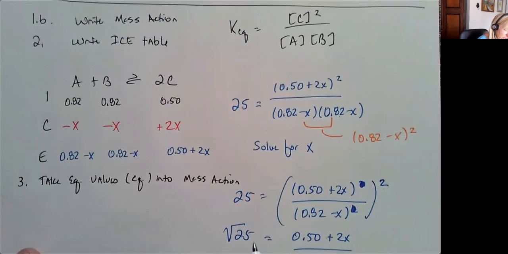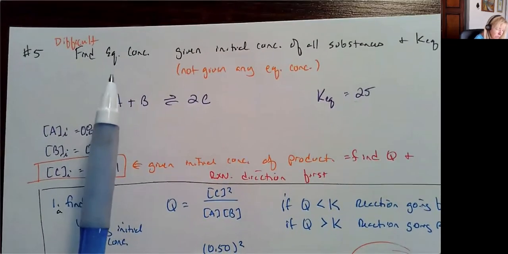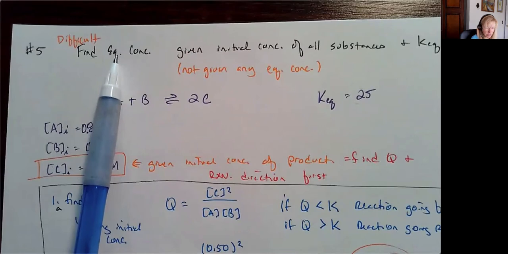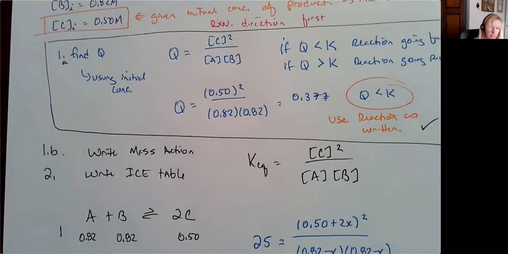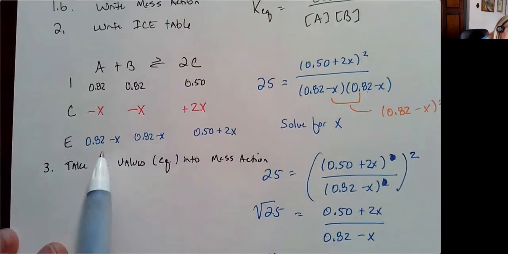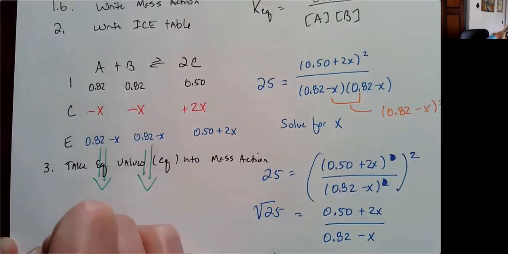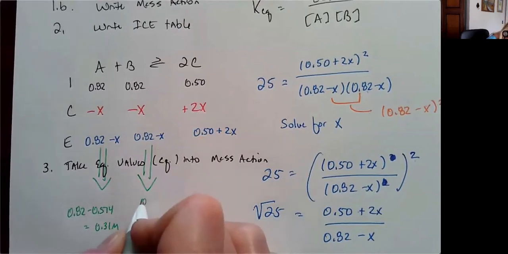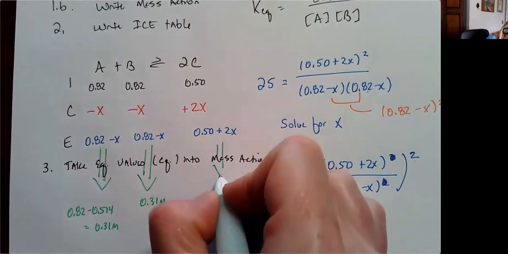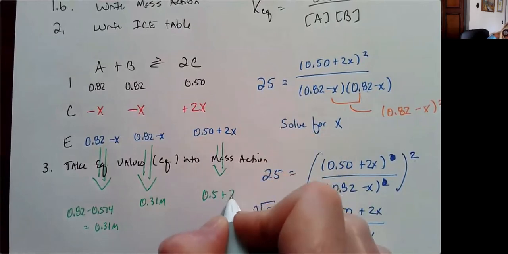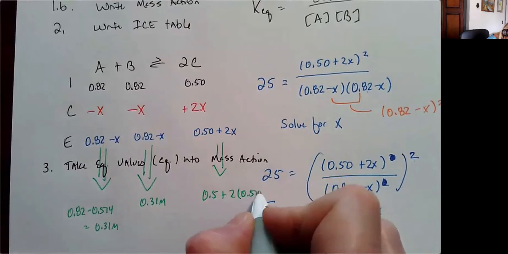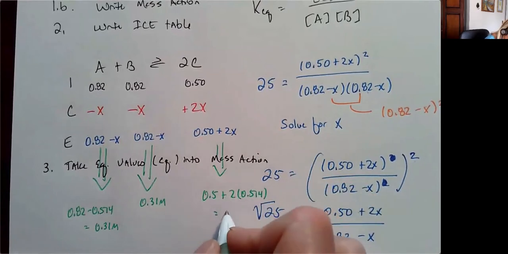So now I need to go back up, because remember, my original goal is to find the equilibrium concentration of all the substances. So I'm going to go back to my ICE table and find my equilibrium concentrations. So this one here, and these are going to be the same. So this is going to be 0.82 minus 0.514, and that's going to give me 0.31. So this is going to be the same. And then this is going to be 0.5 plus 2 times 0.514. And that's going to give me a value of 1.0 molar.